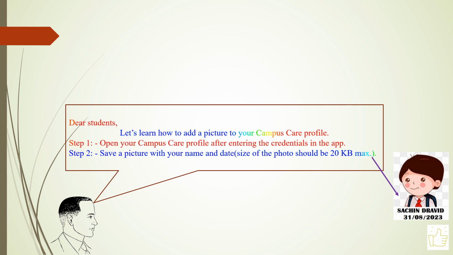Step 1. Open your Campus Care profile after entering the credentials in the app. Step 2. Save a picture with your name and date. Size of the photo should be 20 kilobytes max.